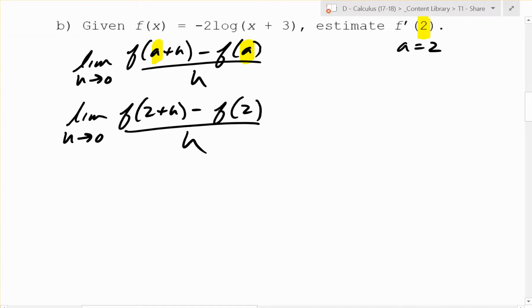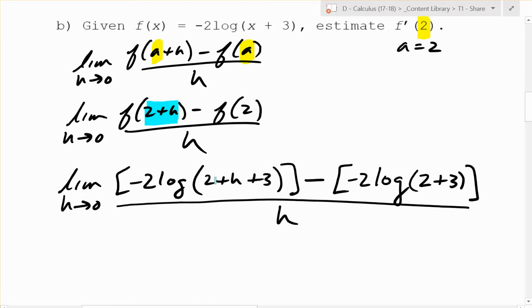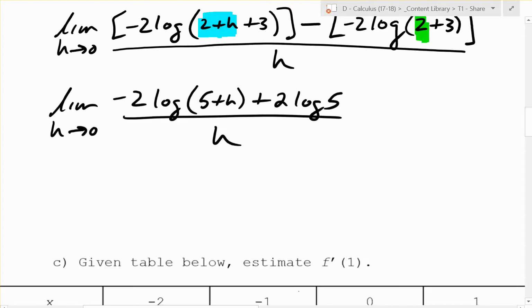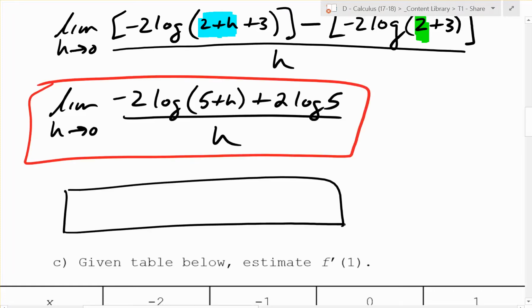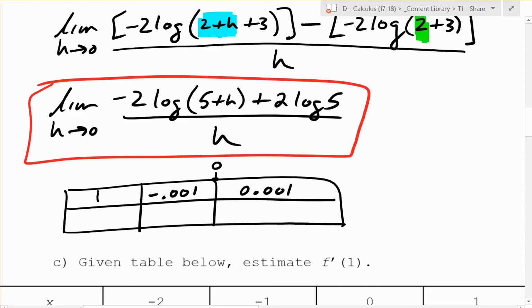So we need to plug in 2 plus h into the function and 2 into the original function. So we've taken the 2 plus h and plugged it in for x, so it's right there. And then we've taken the 2 and plugged it in right there. So you can simplify this a little bit. You could factor out a 2, but the key here is there's nothing you can do to simplify. So you will need to make a table of values where you're going really close to 0. So if 0 is right here, you go a little bit to the left and right of 0. So negative 0.001 and positive 0.001. And then that's your h value. And then this is going to go right there.